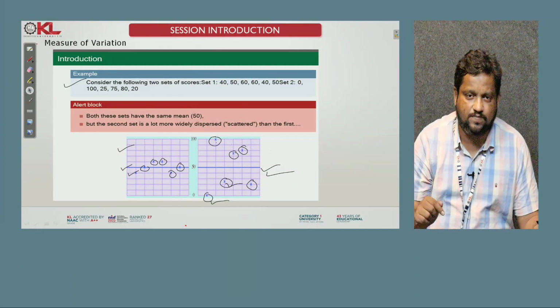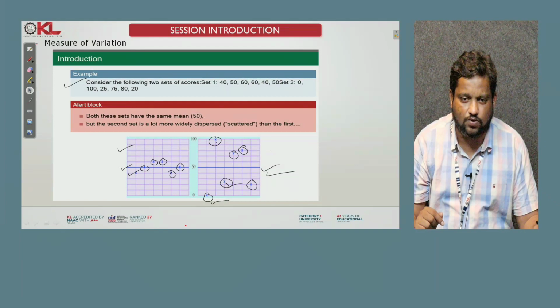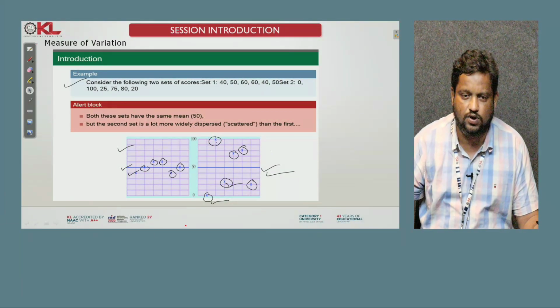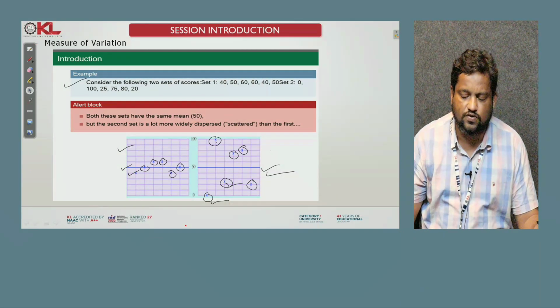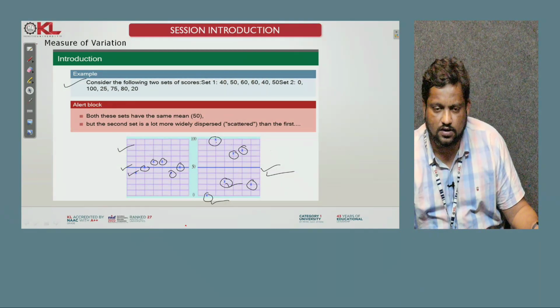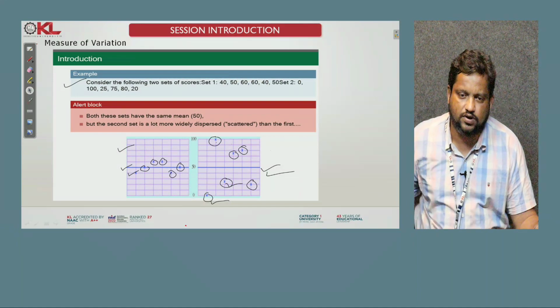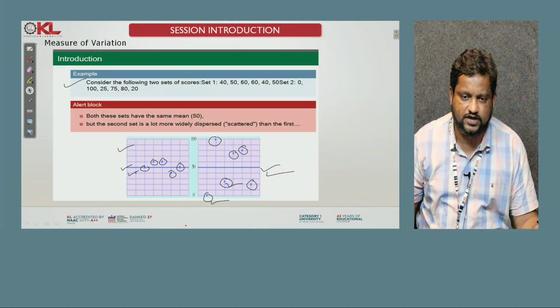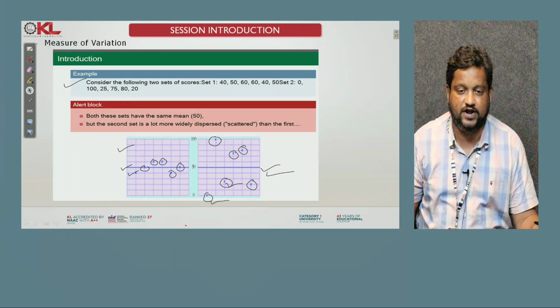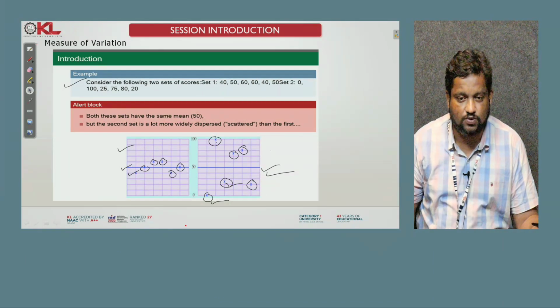So that is the point of this particular topic. We are going to find out the spread of the data set. Once you find out the spread of the data set, then we can understand what type of data is underlying in our data set, and accordingly we can select different kinds of algorithms.